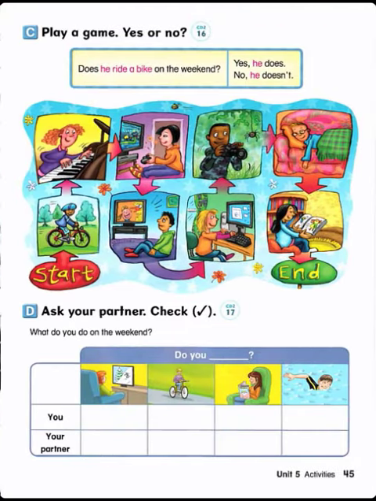Page 45. C. Play a game. Yes or no? Does he ride a bike on the weekend? Yes, he does. No, he doesn't. Page 45. D. Ask your partner. Check. What do you do on the weekend? Number one. Do you watch TV? Number two. Do you ride a bike? Number three. Do you read a book? Number four. Do you go swimming?